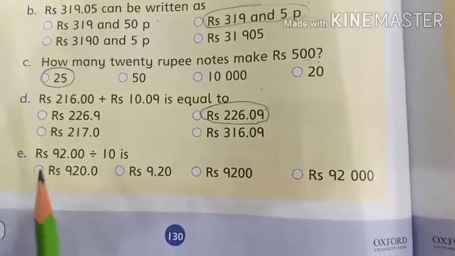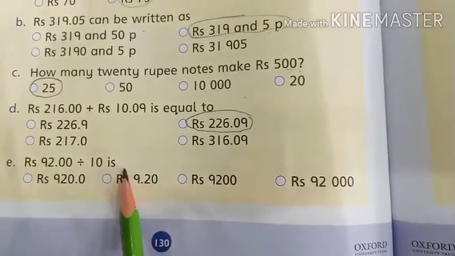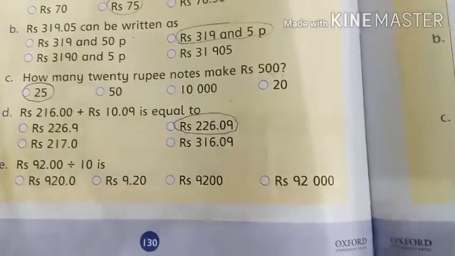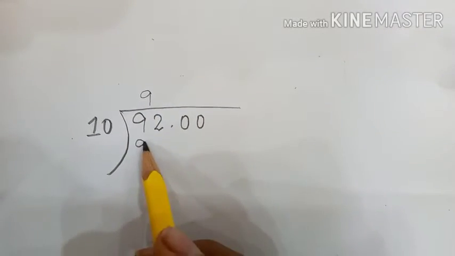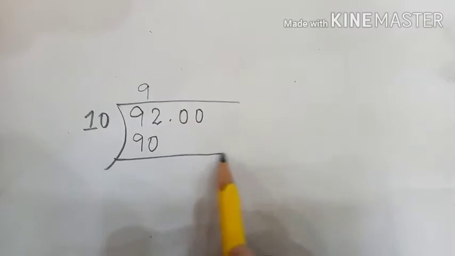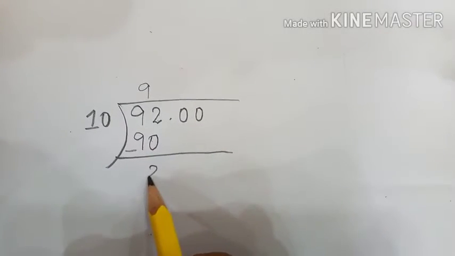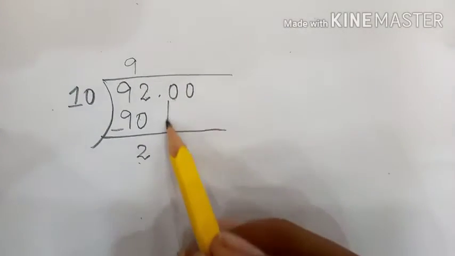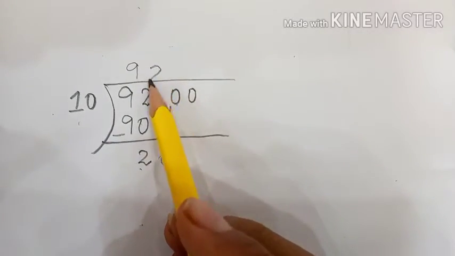The next part E, rupees 92.00 divided by 10 is, students, we will divide the 92.00 by 10. Okay students, we will divide here as 10 nines are 90. 92 minus 90 is equal to 2. Now this 0 will come here. 10 twos are 20.